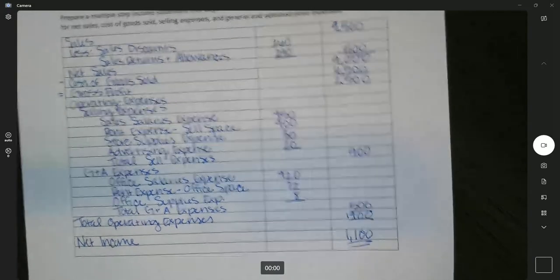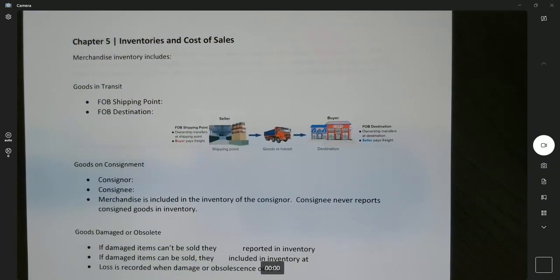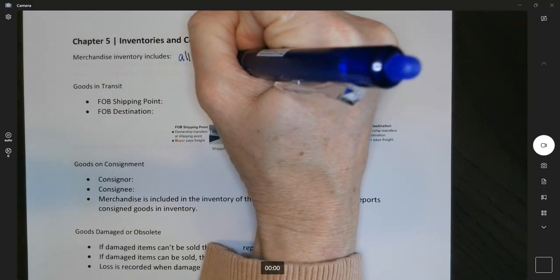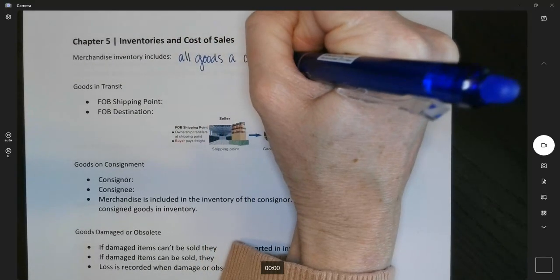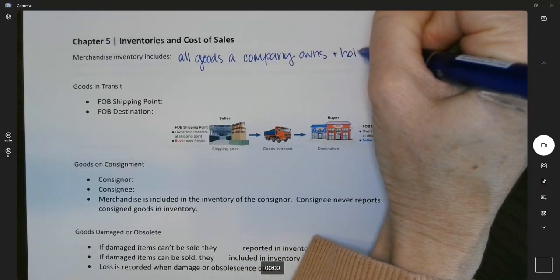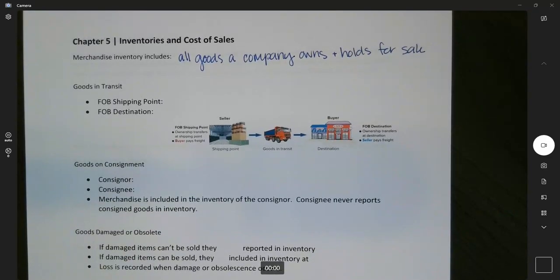Turning the page. Now we're on to chapter 5. This one focuses on more of the costs of inventories and costs of sales. When we discuss what merchandise inventory includes, it's going to be all goods that a company owns and holds for sale. This is going to be regardless of where the goods are located when the inventory is counted.